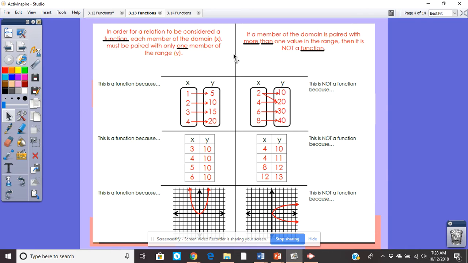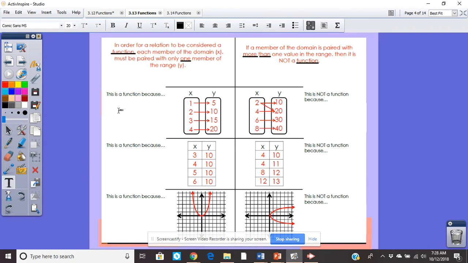Our first examples here are called mappings, and it wants to know why this first one is a function. This mapping is a function because every X is paired with a different Y. You can see here that 1 goes with 5, 2 goes with 10, 3 goes with 15, and 4 goes with 20.